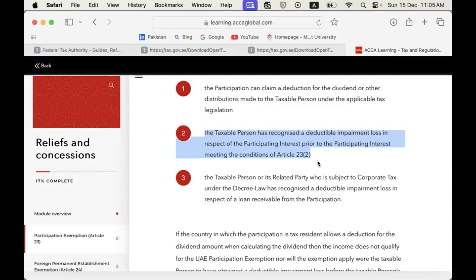But by the end of 2024, you realized that you are meeting all the criteria for the participation exemption, because you've already held for 12 months. You have at least 5% or 4 million dirhams worth of investment in Mujaddid Corporation USA, and it is not an arrangement to circumvent UAE corporate tax. So will you be eligible to claim participation exemption if you receive dividends from Mujaddid Corporation USA now?